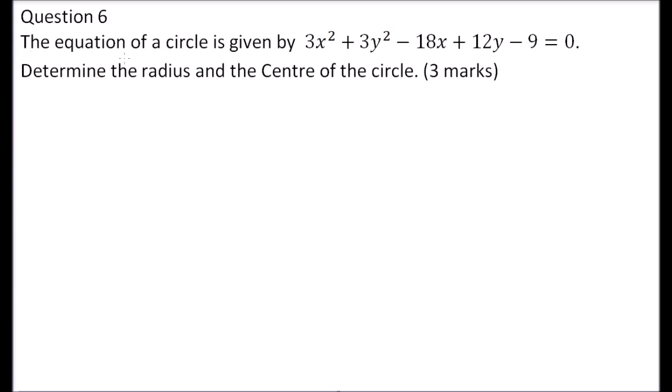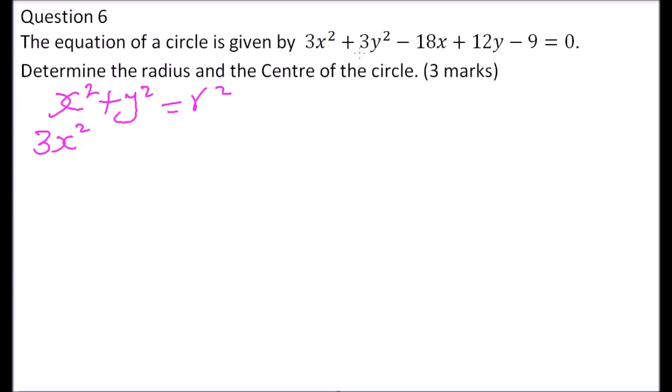So here, the general format of the equation of a circle is written like this: (x minus a) squared plus (y minus b) squared is equals to r squared. So a represents the x coordinate of the center of the circle, b represents the y coordinate of the center of the circle, and r is the radius of the circle. So in our equation here, we have 3x squared.